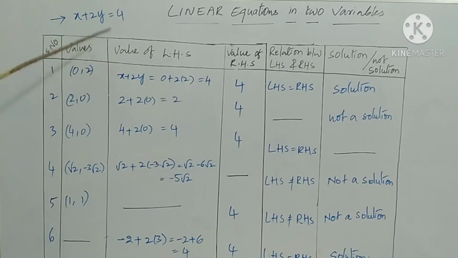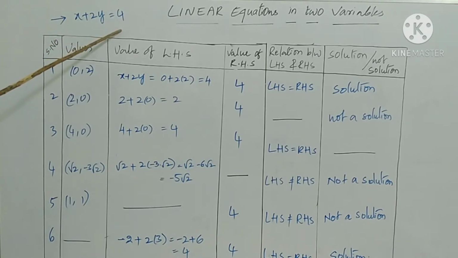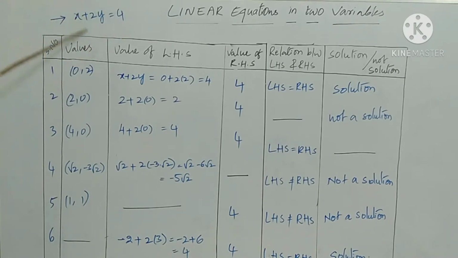This is our seventh example, from the topic solution of linear equations. Here the given linear equation is x plus 2y is equals to 4. So our question: check which of the following are solutions of the equation x plus 2y is equals to 4. Complete the table wherever necessary. These are the necessary blanks.